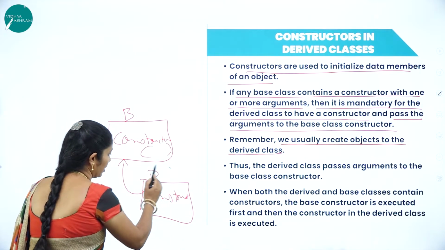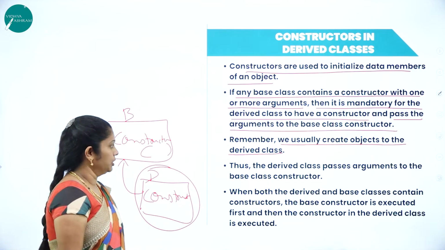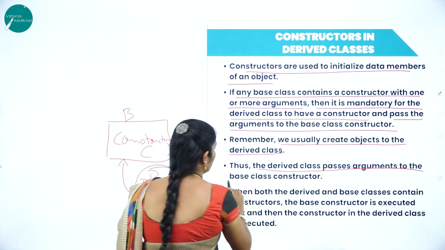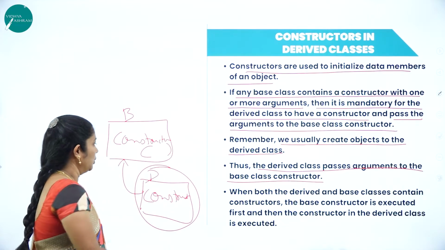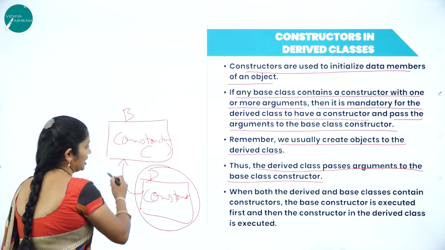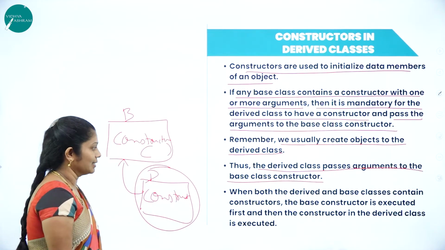Remember, we usually create objects for the derived class. Usually, for the derived class only, we are creating objects. Thus, the derived class passes arguments to the base class constructor. That's why it is compulsory to pass the necessary values to the base class constructor.